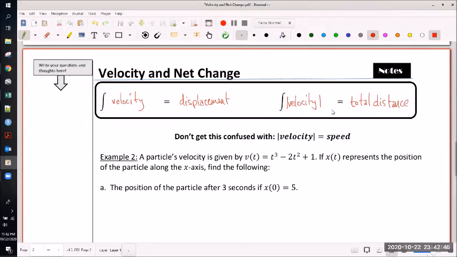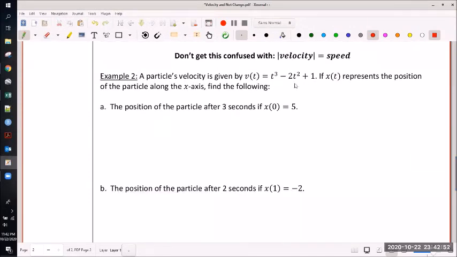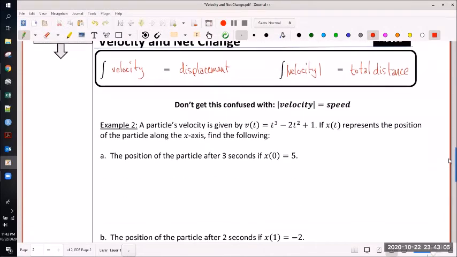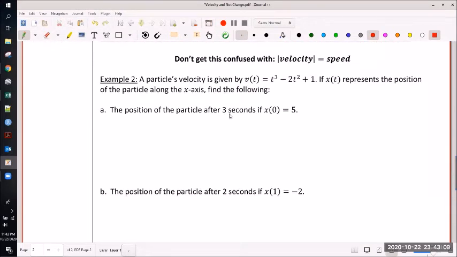So the displacement versus the total distance. Okay, so let's do example 2. A particle's velocity is given by this function. If x of t represents the position of the particle along the x-axis, we want to find the following. So we want to find the position of the particle, that is the displacement, after 3 seconds if its initial position is 5.